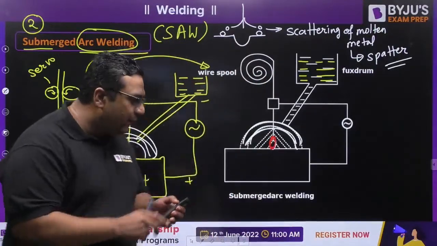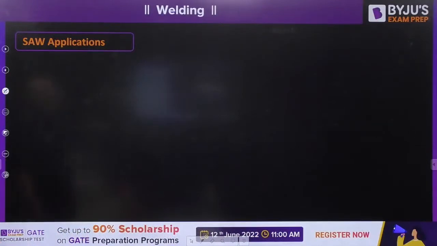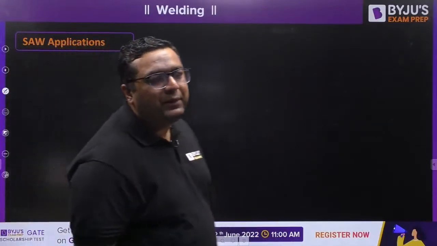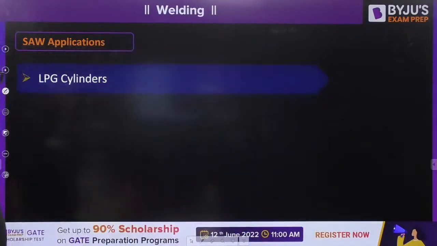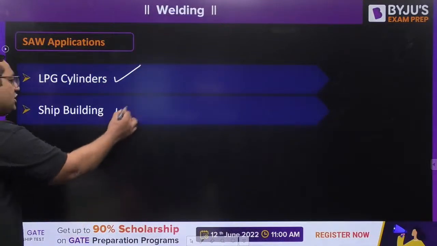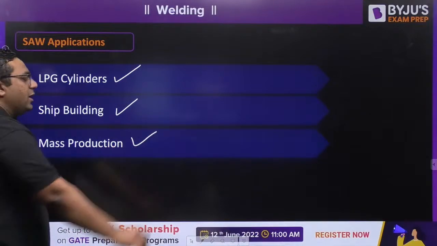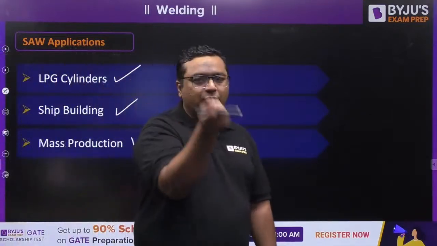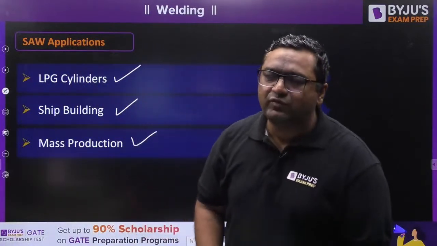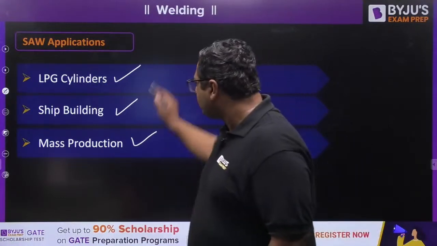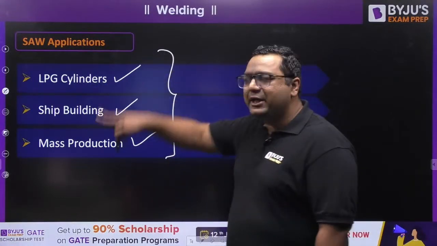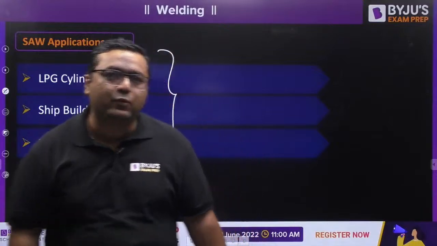So my dear, whatever points we have discussed, let us see them. First of all, what are the applications of the submerged arc welding process? The very first application is LPG cylinders. The second application is shipbuilding. Third is mass production. As you know, welding speeds are more, welding is continuous, so we can go for mass production also. All these are applications of the submerged arc welding process.